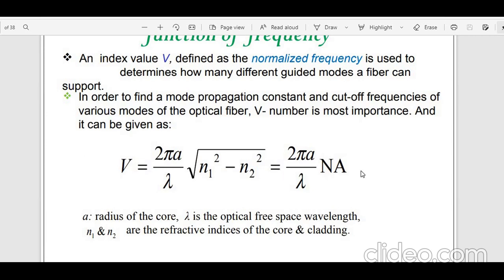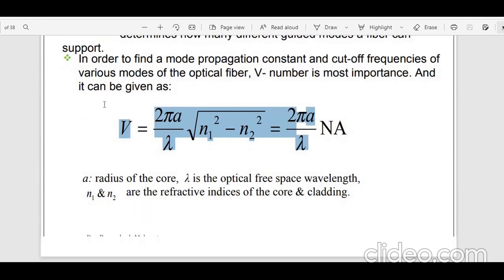What is the relation, students? V is equal to 2 pi a by lambda into the square root of n1 square minus n2 square. n1 is the core refractive index and n2 is the cladding refractive index. Actually, the square root of n1 square minus n2 square is nothing but the numerical aperture, so I can mention it this way or write it in this particular format as well. So the normalized frequency can be obtained by using this relation.